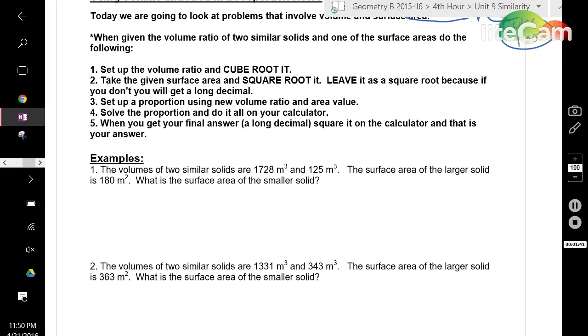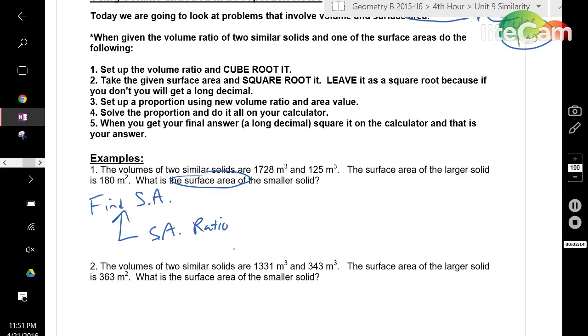So in this first example, the volumes of two similar solids are 1,728 cubic meters and 125 cubic meters. The surface area of the larger solid is 180 square meters. What is the surface area of the smaller solid? So they are asking us to find surface area. But in order to find surface area, we need a surface area ratio. We don't have a surface area ratio.